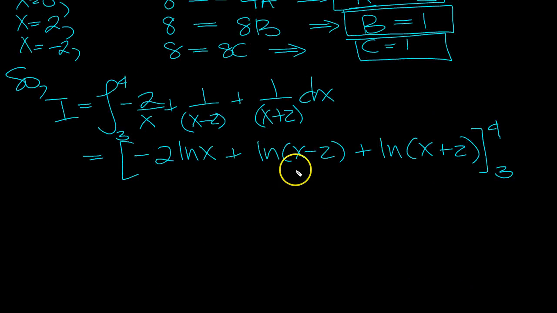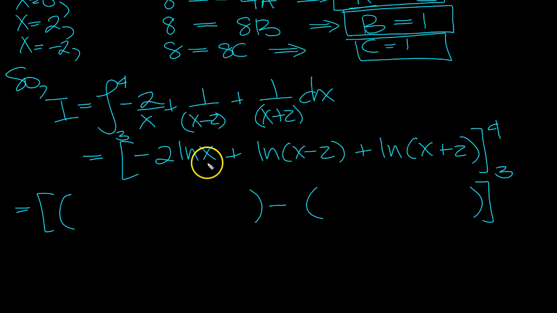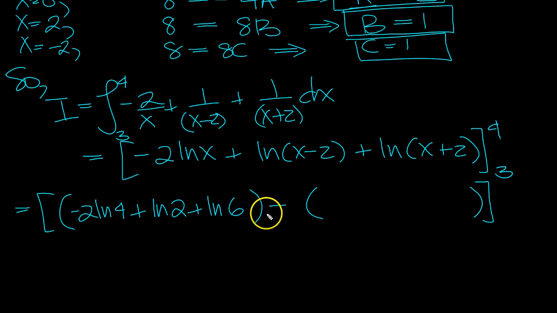So what do we get? Put 4 in. Top value, take bottom value. Put 4 in. Minus 2 log 4. Plus 4 minus 2 is 2, so that's ln 2. And then put here plus ln 6. And then put 3 in, minus 2 log 3. And then 3 in here will be 1, which will be 0. And then 3 in here, ln 5.